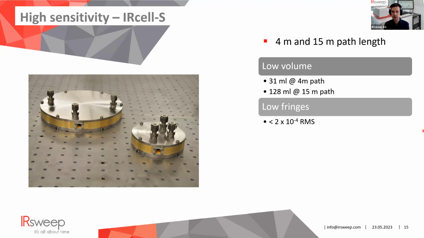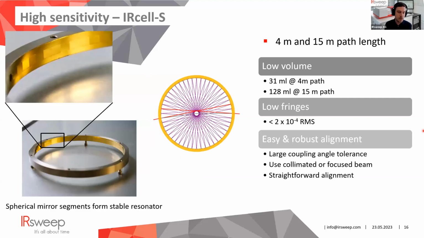This is already a step towards cavities, because if we look at these cells more closely, we see that they are made up along the rim of spherical mirror segments, and these form a stable optical resonator. For this reason, because it's a stable optical design, alignment to the cell is particularly easy. The angle tolerance is large, also the tolerance with respect to the beam, whether it's collimated or focused. So it is really a straightforward instrument.